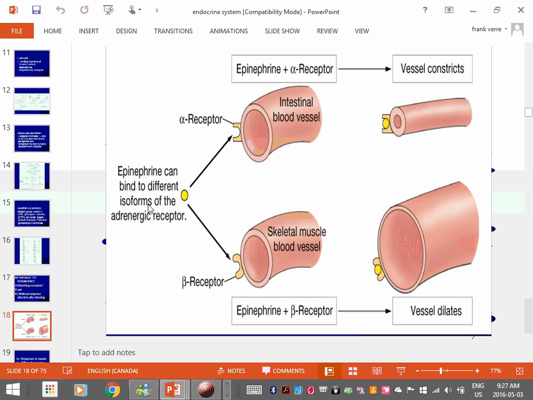Take a look at this picture. What do you think? Naika, what are you seeing here? Perfect. Yeah. Very good. So a chemical message, in this case, the message is epinephrine, which is adrenaline.